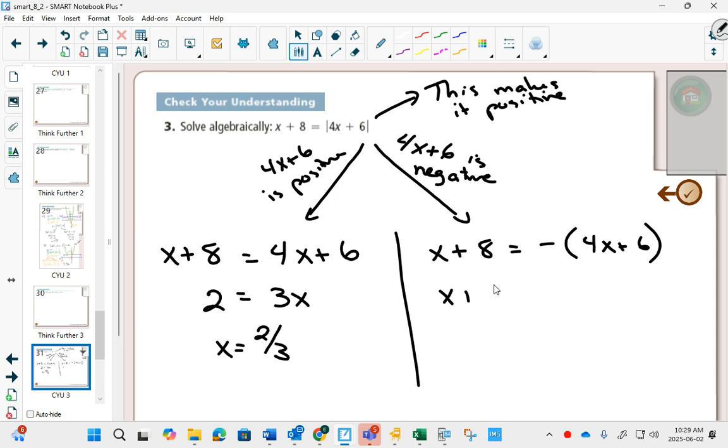And distribute my negative. Again, I'm going to combine my like terms, so I can put my x's on this side. 5x equals negative 14. And x is equal to negative 14 over 5.